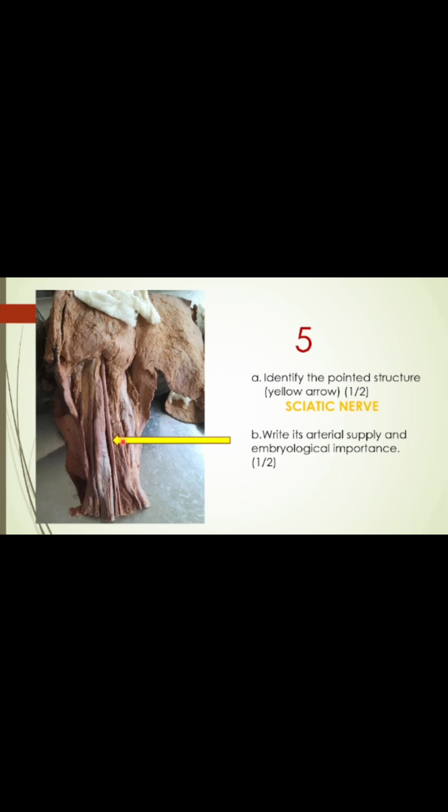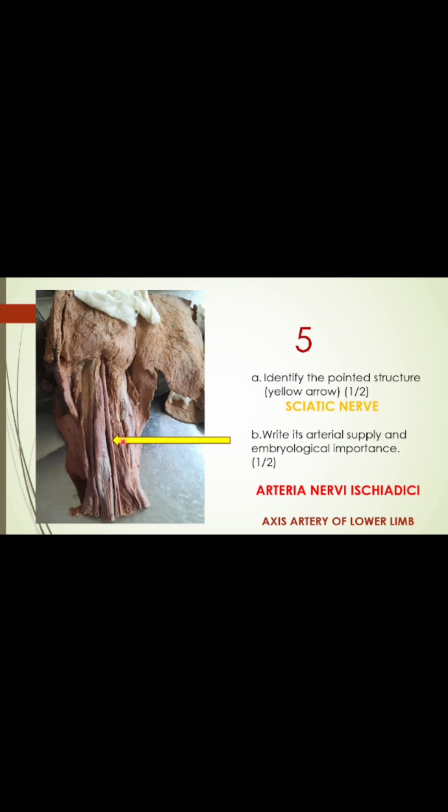Now what is the root value of sciatic nerve? It is the largest branch of the sacral plexus, and the root value is L4, L5, S1, S2, S3. Now what is the arterial supply? It is accompanied by a special artery known as companion artery of sciatic nerve, and its name is arteria nervi ischiadica. This arteria nervi ischiadica is a branch of the inferior gluteal artery. This inferior gluteal artery is a remnant of the axis artery of lower limb. The embryological importance is that it is an example of the axis artery of lower limb.